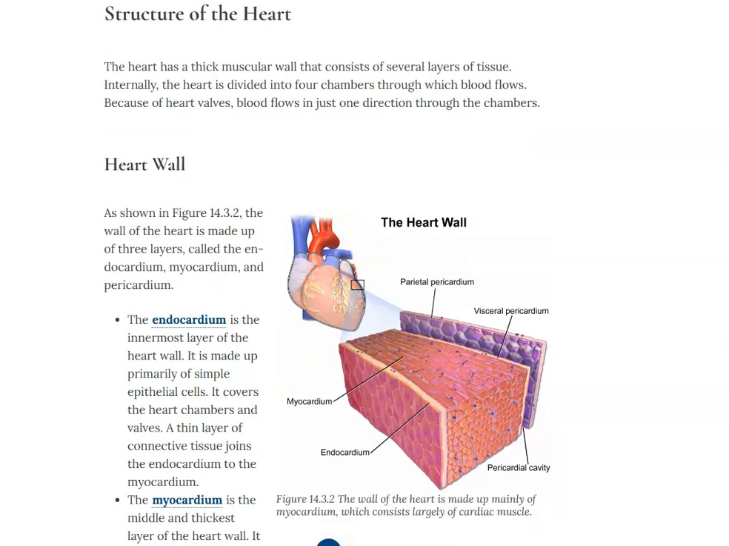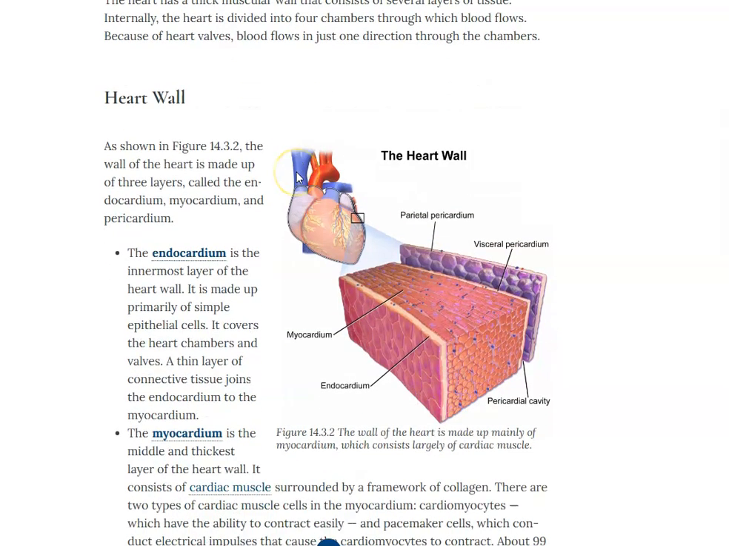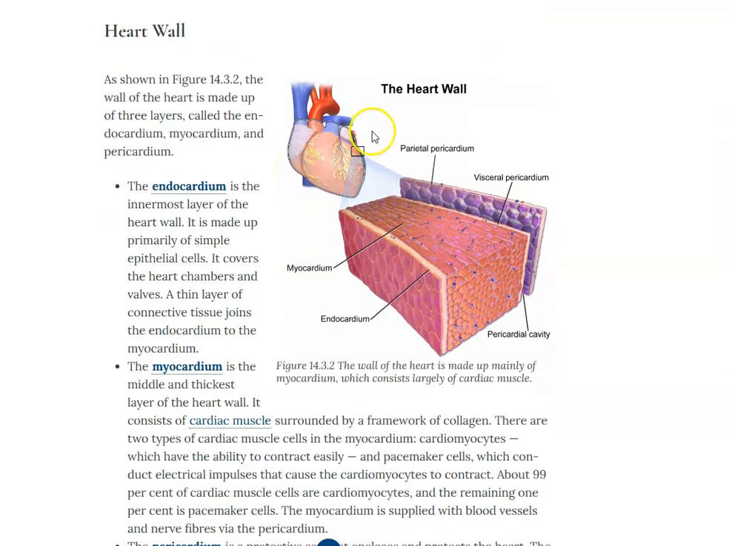When we look at the structure of the heart, we talk about the outside wall. Here's the inside, and then the outside is this way. It's very muscular, and you have the pericardium, which is the protective sac around the heart. Then you have the myocardium. Myo means muscle. And then inside you have this smooth endocardium. The endocardium needs to be smooth so that it will not cause any friction against the blood.